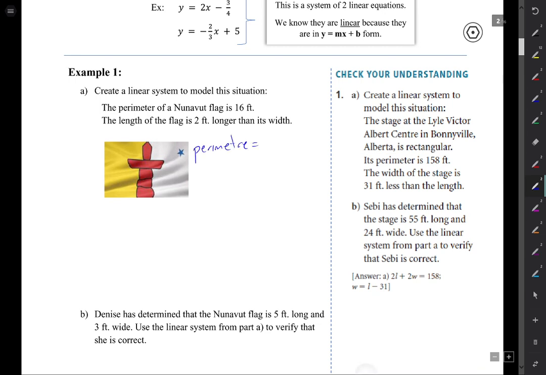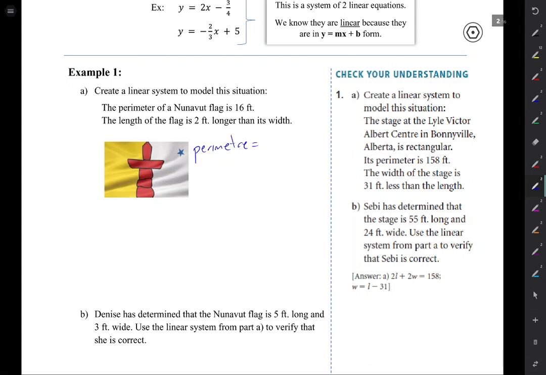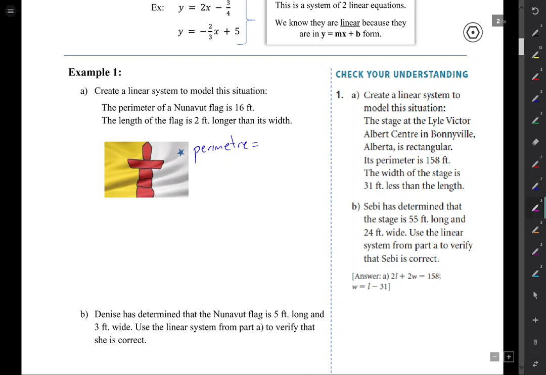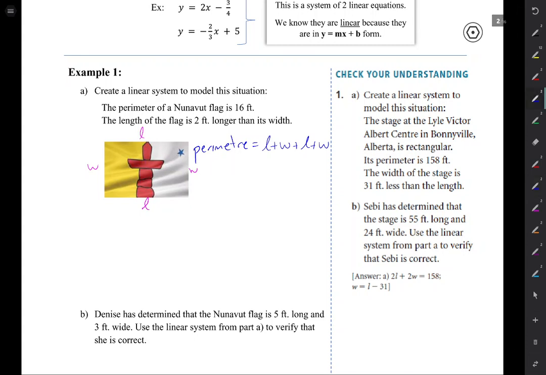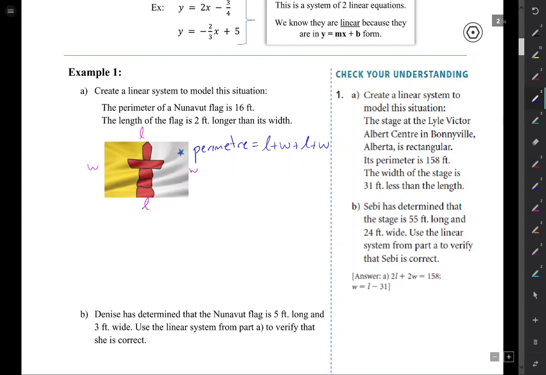Now the perimeter of any object is going to be equal to adding up all of the sides together. So let's start off by just labeling all of these sides. I'm going to label this side the length and then this side the width. So if we were to calculate the perimeter from this, it would be length plus width plus length plus width, because that would give us the distance all around the flag. So now that we have perimeter is equal to length plus width plus length plus width, let's plug in some numbers here, because they did tell us that the perimeter is 16 feet. So therefore we would have 16 is equal to length plus width plus length plus width.